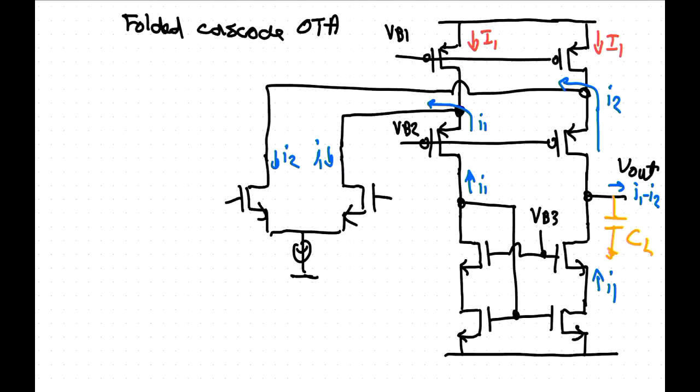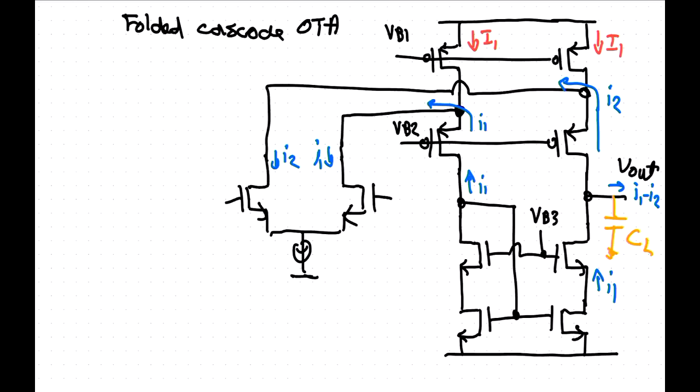Is the output swing better? The output swing would be the same, approximately, because if you use wide swing cascode current mirrors everywhere, we've got to have two saturation voltages from the positive supply and two saturation voltages from the negative supply. That's the same in both of them.